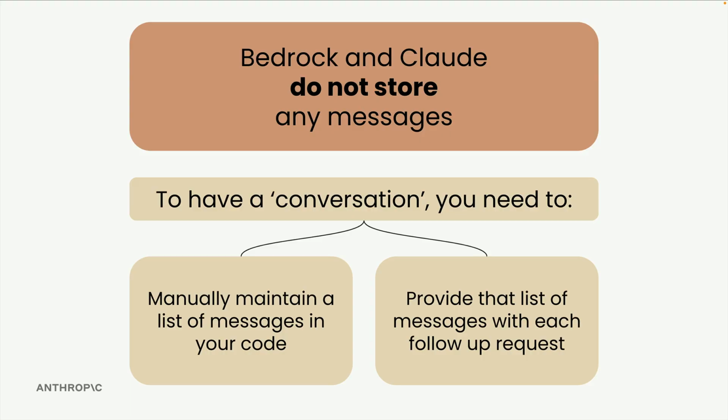So if you ever want to have some kind of conversation going on, where you have multiple messages that maintain a context or a flow, then there are two things you need to do. You need to manually, inside of your code, maintain a list of all the messages that you are exchanging. And second, you need to make sure that you provide that entire list of messages with every follow-up request that you make. So let's go into some detail on this entire idea, just so it's really clear and you understand what's going on here.